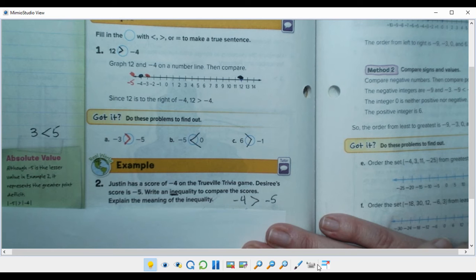Maybe that means that Desiree won because she had a lower score. Maybe that means that Justin won because he was closer to 0. They didn't really tell us the rules. That was not a fair comparison.